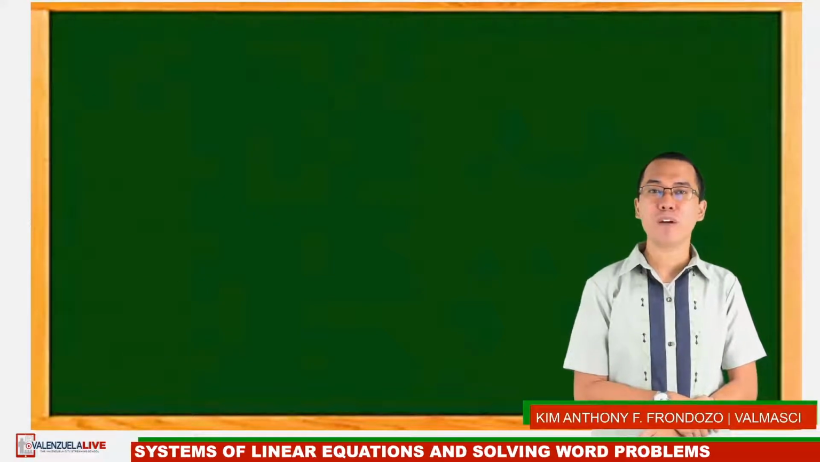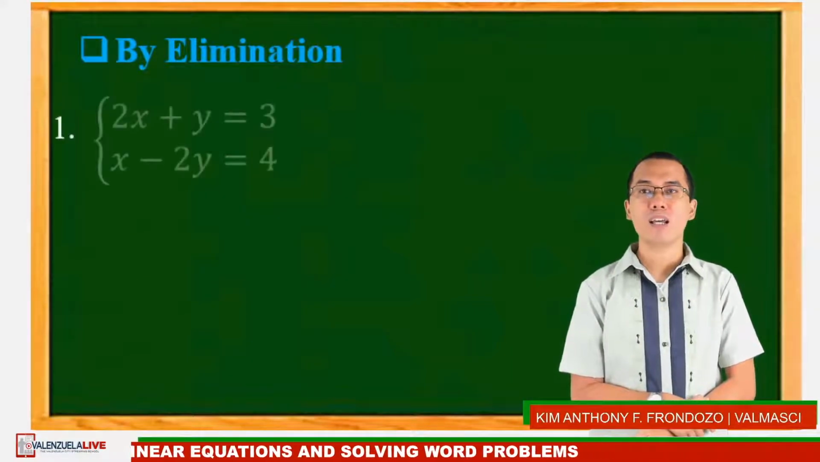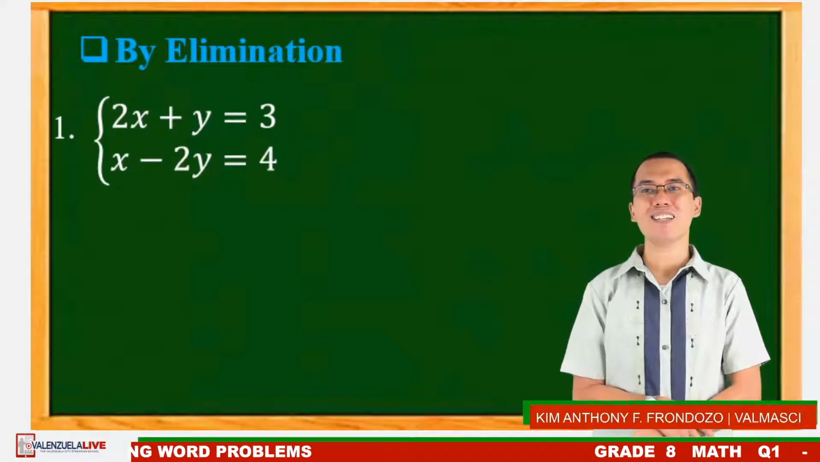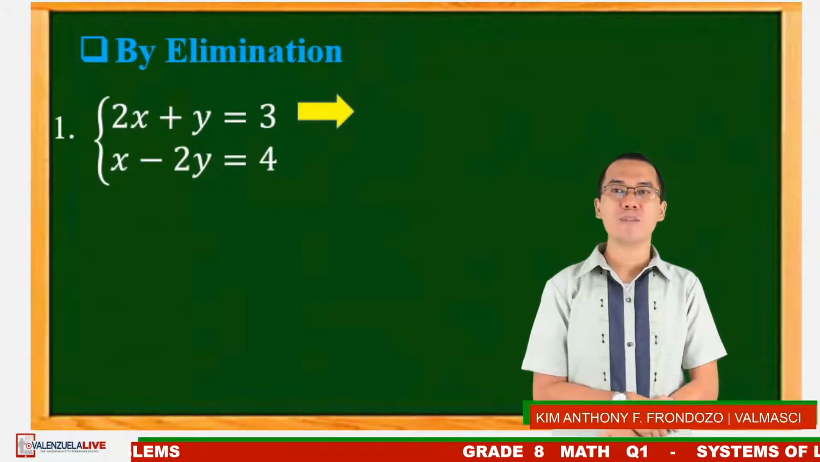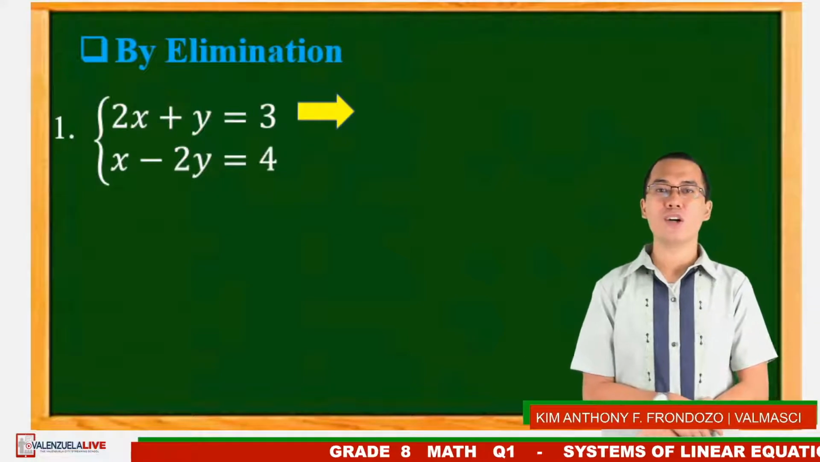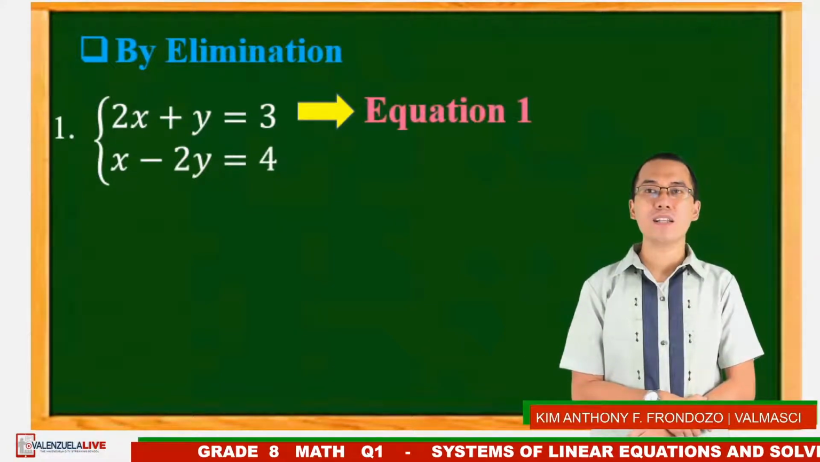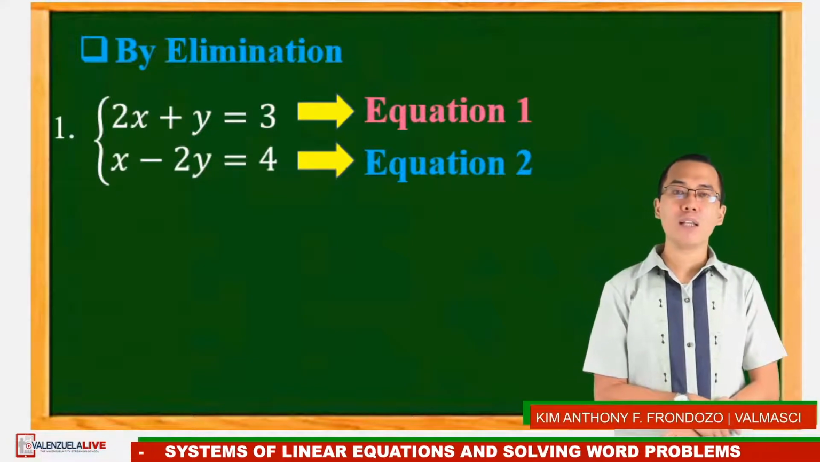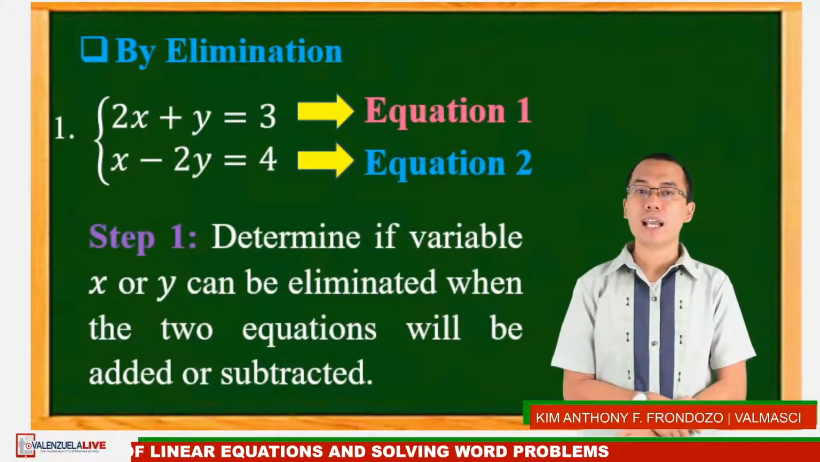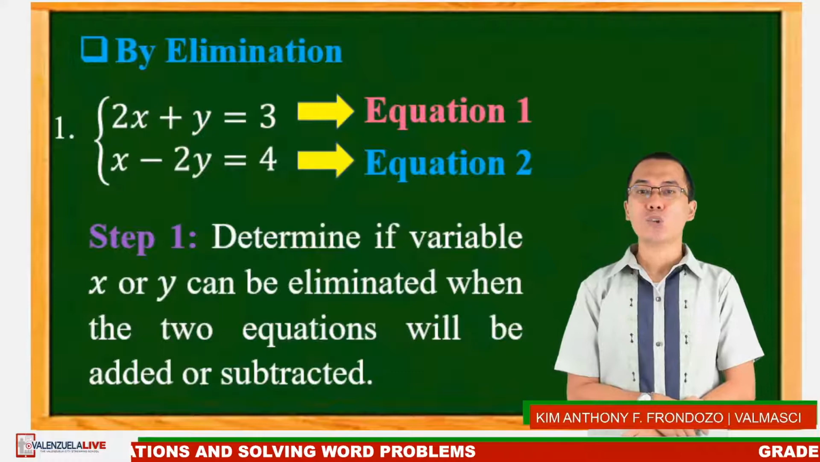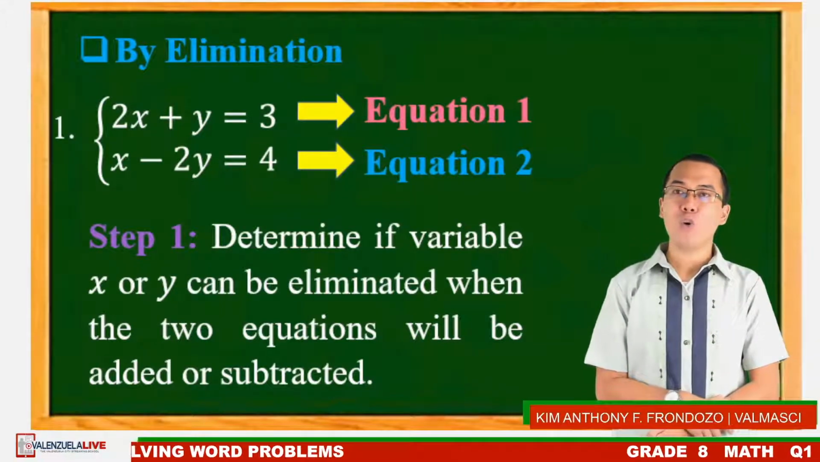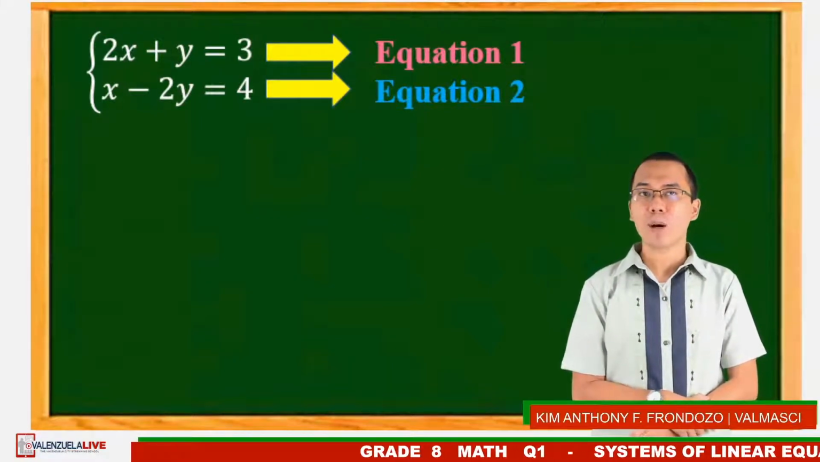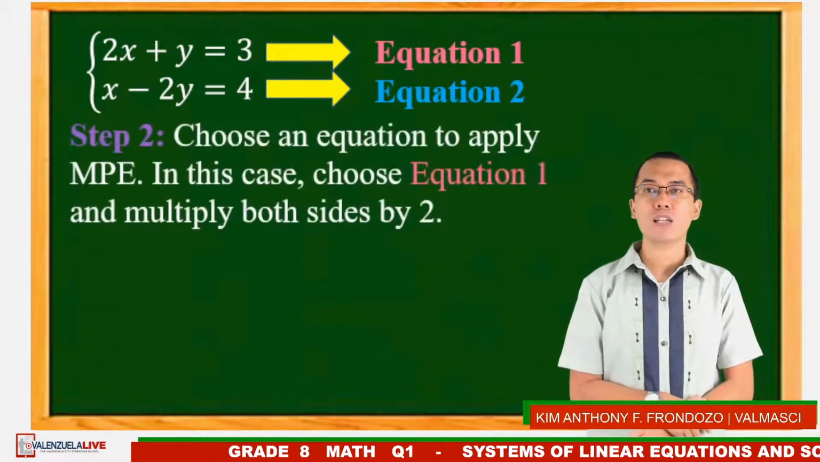Now, let us use the same problem, but this time let's solve it by elimination method. So we'll have 2x plus y is equal to 3 and x minus 2y is equal to 4. So for the solution, first, we name the two equations. So this would be equation 1 and this would be equation 2. Now, for step 1, we need to determine if variable x or y can be eliminated when the two equations will be added or subtracted. Since if we add both equations, none of the variables will be eliminated, then we proceed to step 2.